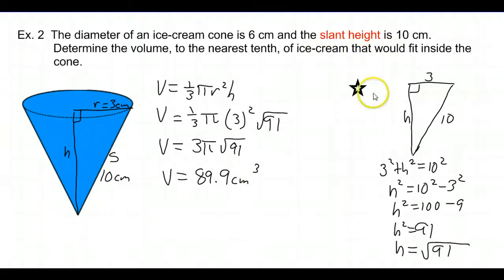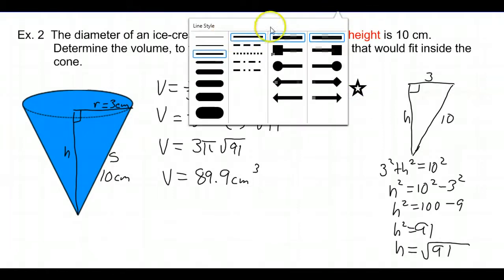I'm just curious what happens if I hit this star. Nothing. That's just a little star there. And back to my line stuff.